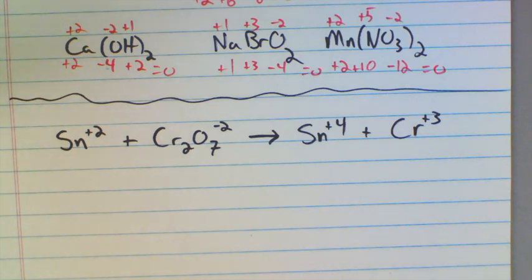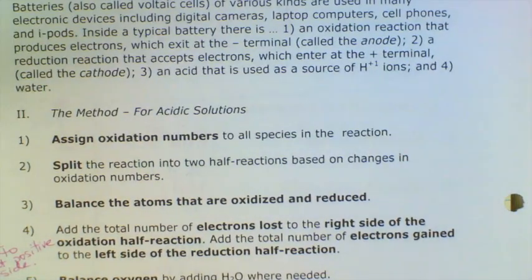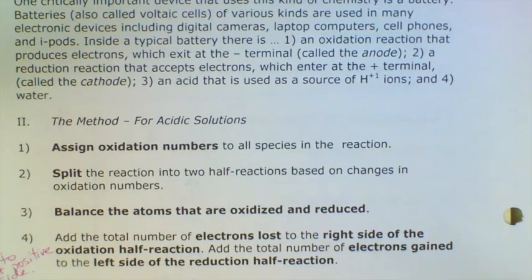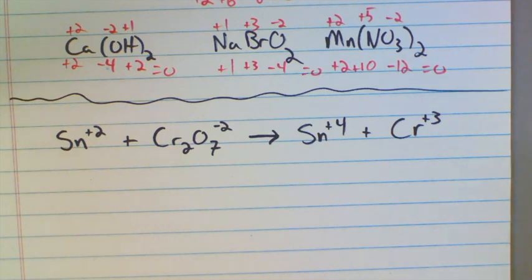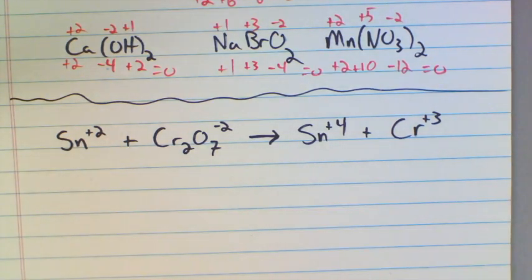So, we're just going to go down the steps right now. So we're on step 1. We're going to assign the oxidation numbers to all the species in the reaction. So the nice thing is some of these are just ions, so it's just their charge. So like here, Sn plus 2, that's already the oxidation number, right?